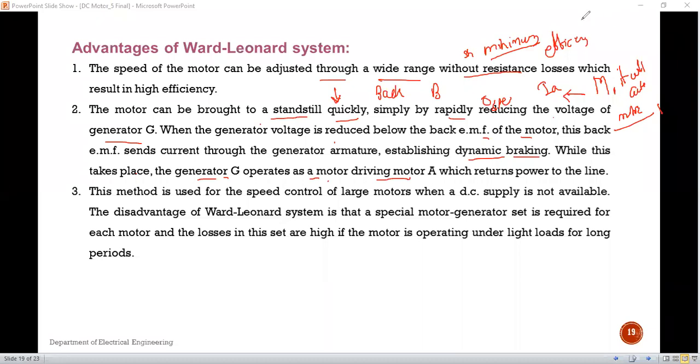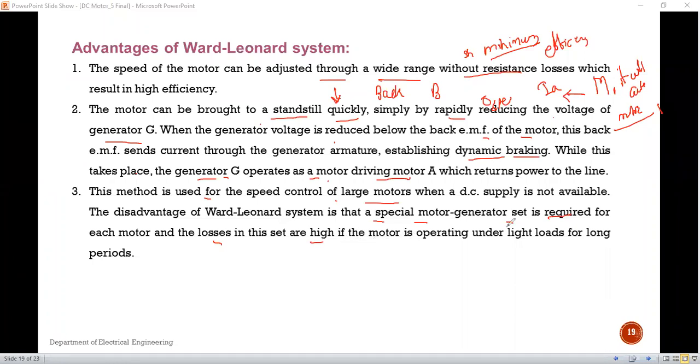Now this method is used for a speed control of a large motor. It is used for a speed control of large motor when a DC supply is not available. And the disadvantages of Ward-Leonard system is that a special motor generator set is required. So for that the cost it is big, or it may be cost it can be more. So special motor generator set is required for each motor and the losses in this set are high. त्या सेट मधले लॉसेस पण काय असतील, हाय असतील. Again the cost required, it is nothing but high.